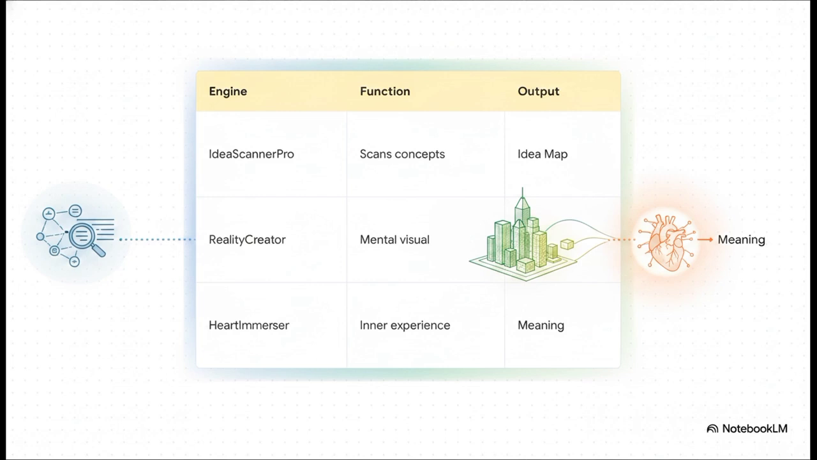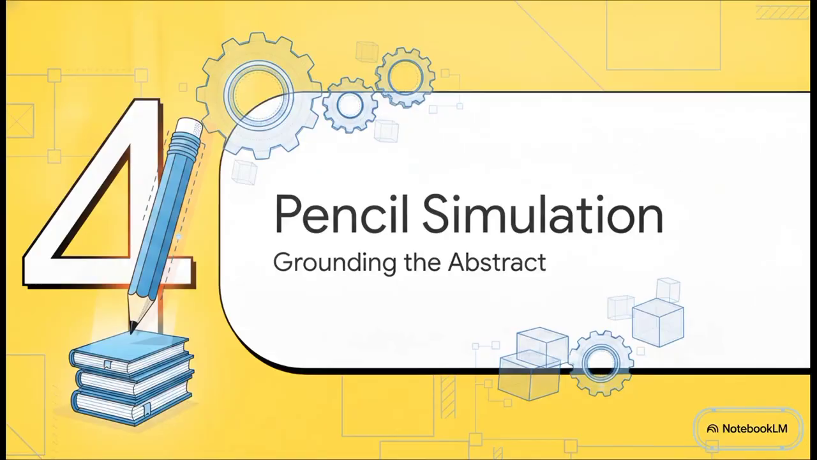Finally, the heart immerser takes over. This engine connects the mental model to your own internal experiences. It basically asks your brain, why do I care about this? How does this impact my life? It bridges the gap between cold logic and personal meaning. The result of these three engines firing on all cylinders? A living, meaningful understanding that actually sticks with you permanently. Which brings us perfectly to Section 4, the pencil simulation, where we ground the abstract right into reality.